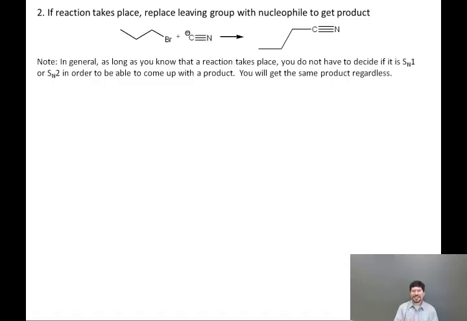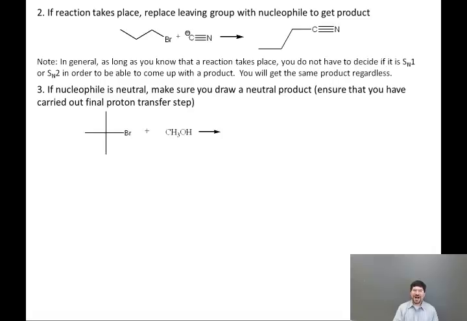In order to solve a simple problem like this, as long as you know that a reaction takes place, you don't necessarily have to decide if it's an SN1 or an SN2 reaction just to come up with a product. Because if a nucleophilic substitution reaction happens, you will get the same product whether it's going by the SN1 mechanism or the SN2 mechanism, with the important exception of the chiral alkyl halides that we'll see in a moment.